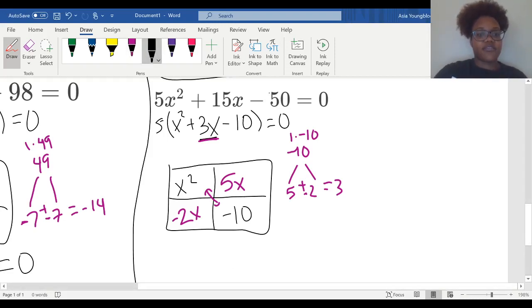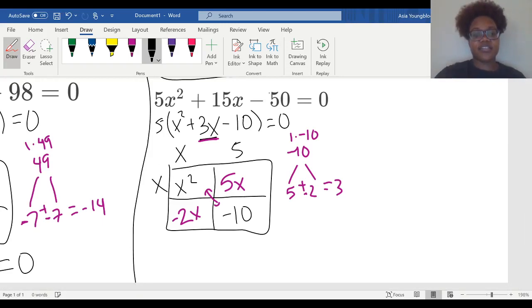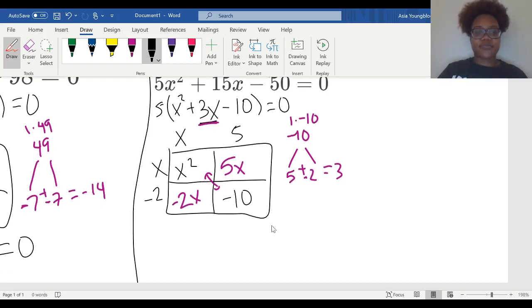And now we're writing the factors. X times x is x squared. X times 5 is 5x. X times negative 2 is negative 2x. And negative 2 times 5 is negative 10. So now we have factored this part of the expression. But let's rewrite this whole thing. So we have 5, parentheses, x plus 5, parentheses, x minus 2, equals 0.